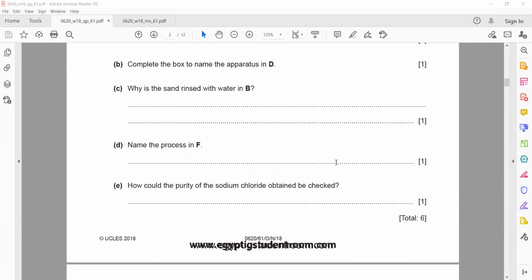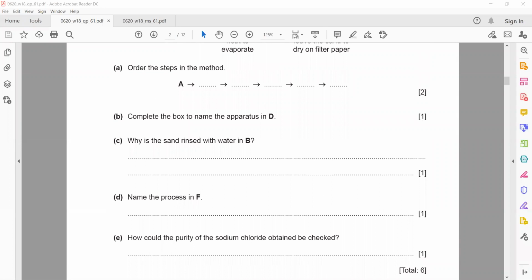Filtration. How could the purity of sodium chloride be checked? How can we check the purity of a salt? There are three ways we can check: melting point, boiling point, or chromatography. So which technique can we use to check the purity of the sodium chloride here?